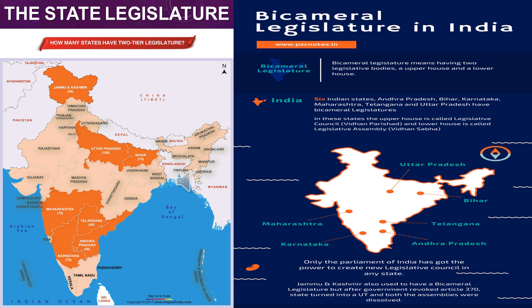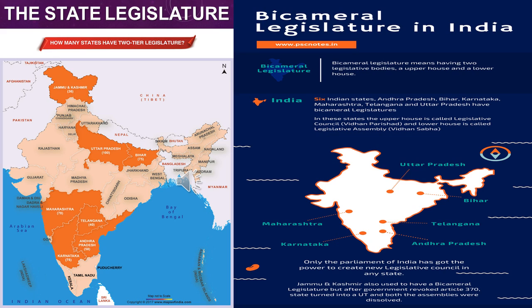So the constitution provides a legislature for every state. So there are 28 states. So for every state there is a legislature. Apart from the states, two union territories, that is Delhi and Puducherry, also have a legislature. So other union territories do not have that much population to have a legislature.